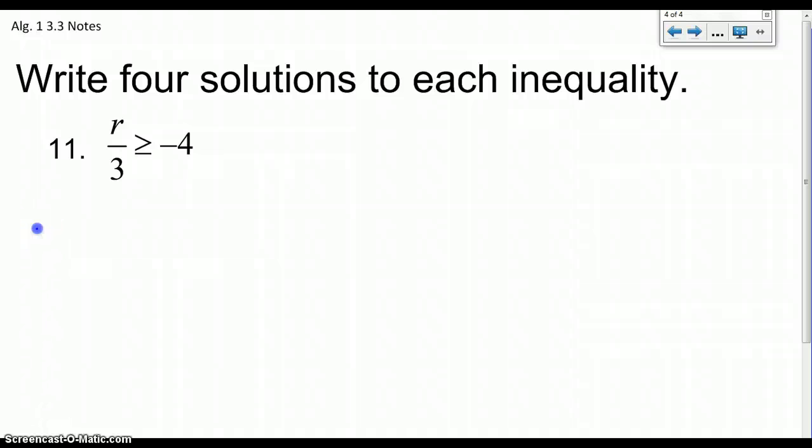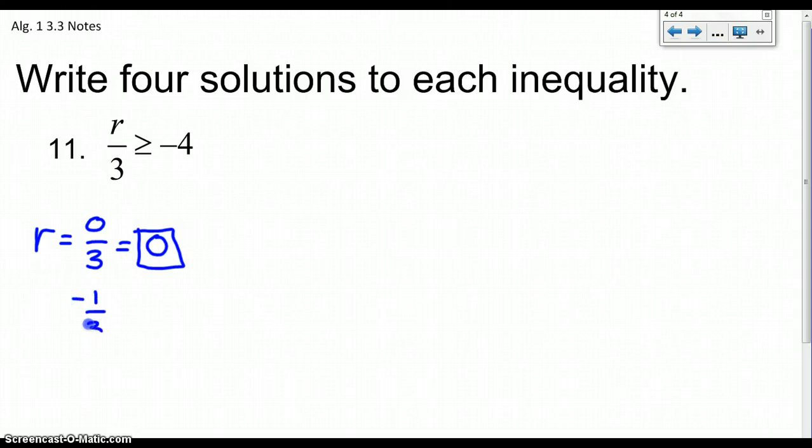So r is equal to, and I'm just going to start. We can do r is, let's pick 0. So 0 over 3 is equal to 0. And is that a true statement? 0 is greater than or equal to negative 4? Yes, so 0 is a solution. I'm going to pick, let's try negative 1. So negative 1 over 3 is negative 1/3 greater than or equal to negative 4? Yes, it is. So negative 1 is a solution.